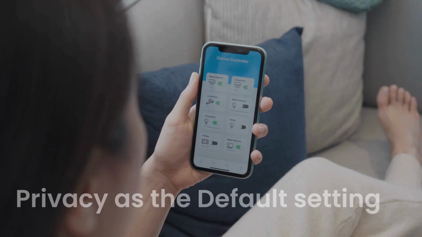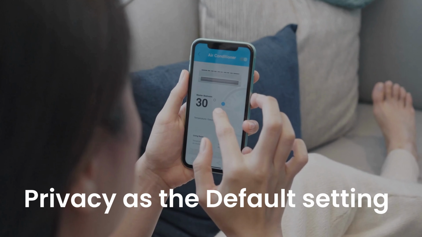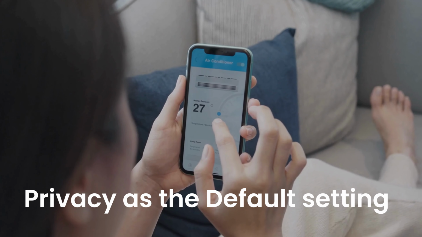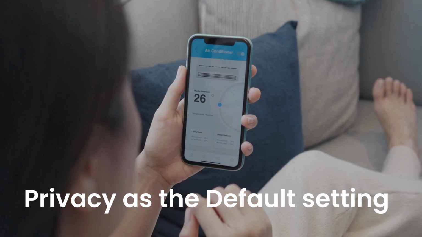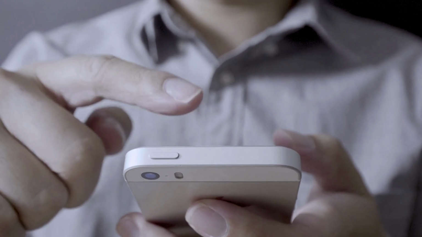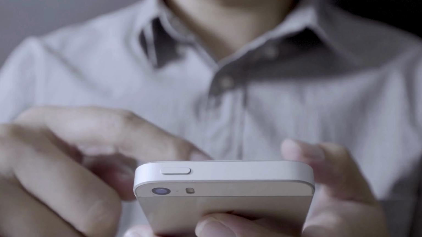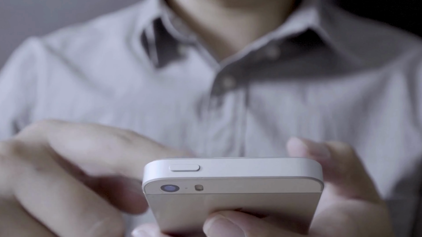The second principle is privacy as the default setting. Systems should protect the privacy of individuals, even if those individuals don't act in any way. The default approach of any system should be to protect privacy, unless the user specifically chooses to take actions that reduce the level of privacy.